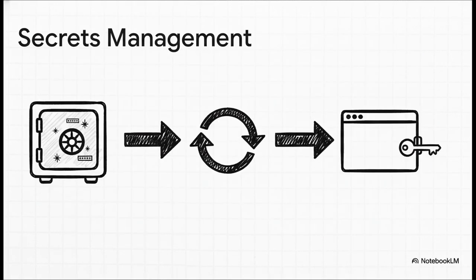So the right way to handle secrets is with a dedicated secrets manager, something like AWS Secrets Manager or HashiCorp Vault. These tools basically act like a secure digital vault. They allow your applications to request the credentials they need at runtime without you ever having to expose them in your code. They can even handle automatic rotation for you, which is just a massive security win.